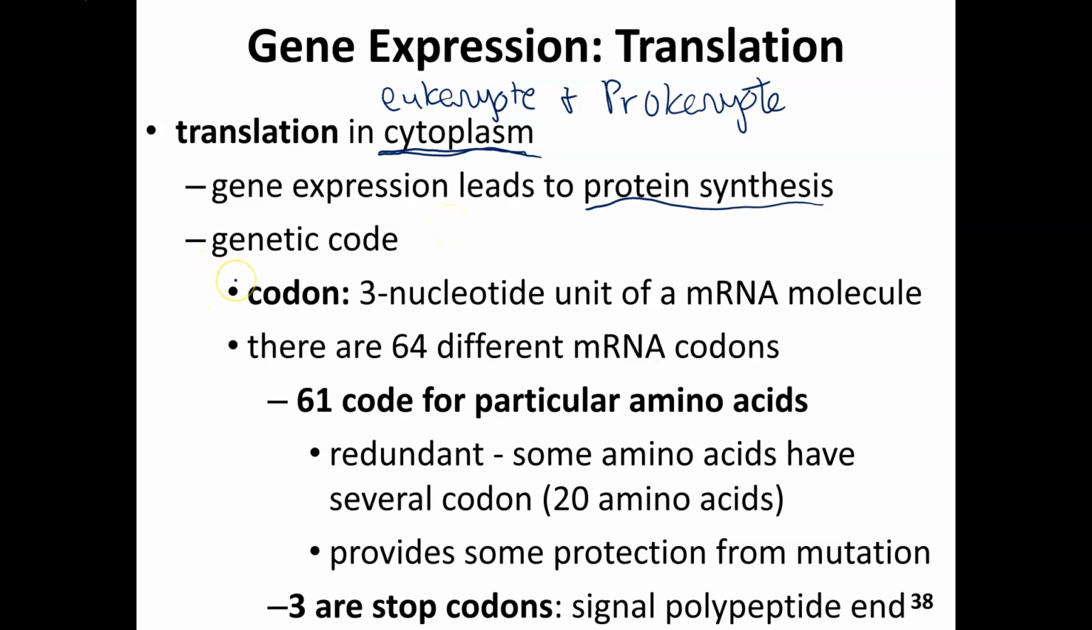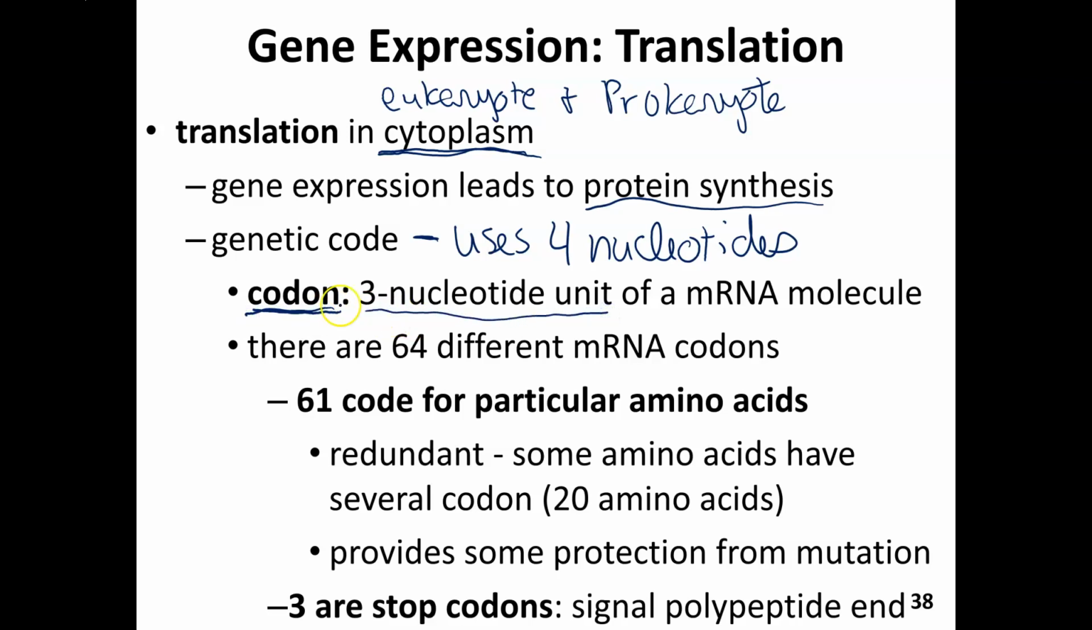So we use a genetic code which uses the 4 nucleotides to code for those amino acids. And for every 3 nucleotides, we have 1 amino acid being coded for. And so 3 nucleotides is termed a codon. So that's a 3 nucleotide unit of the messenger RNA. That's a codon, and that codes for 1 amino acid.